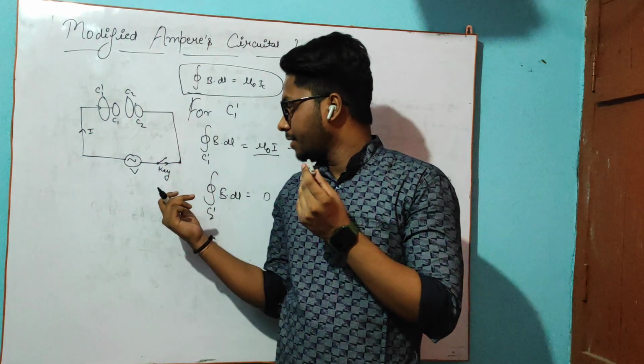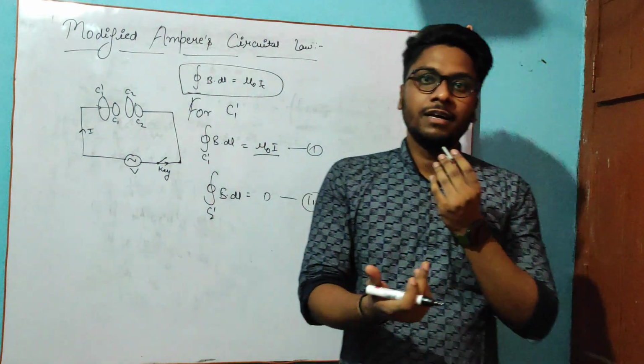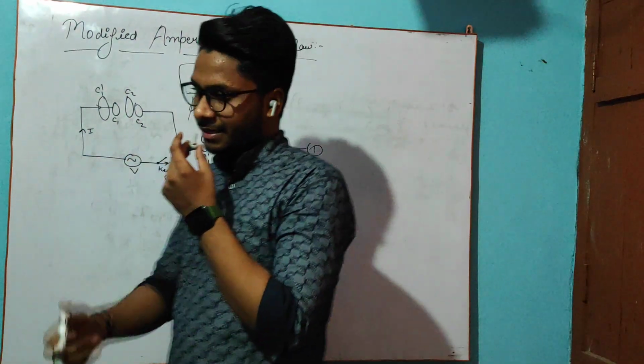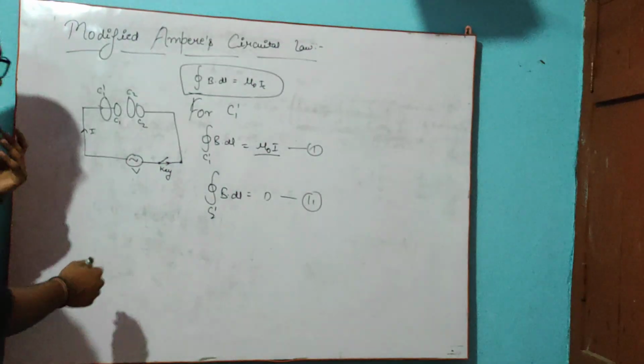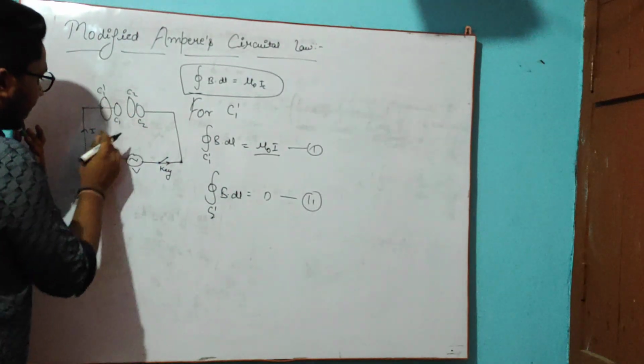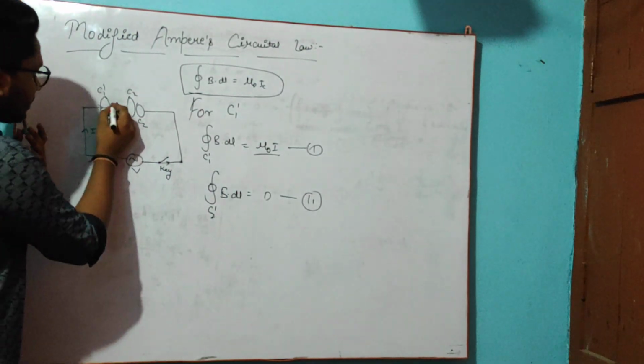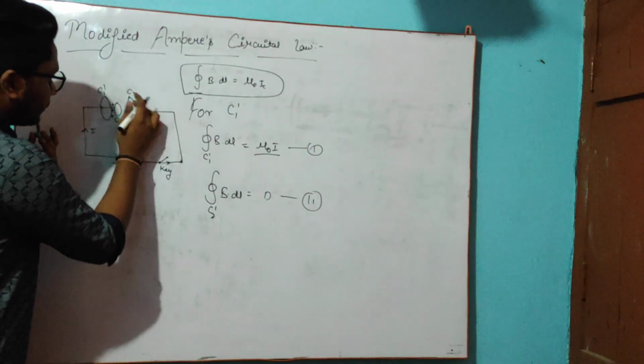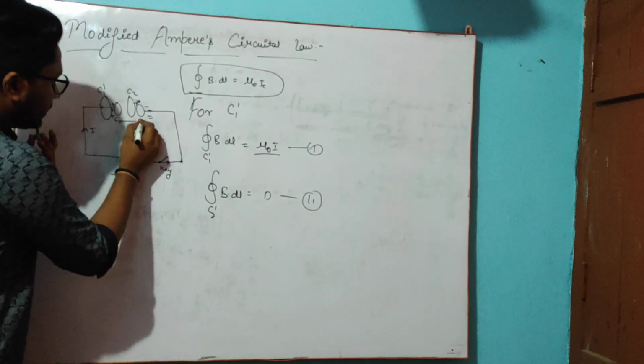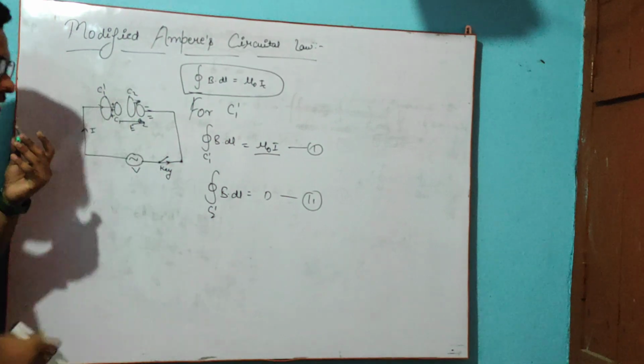So from here Maxwell thought that there is something in between this capacitor which produces some type of current also, and from here the concept of displacement current arises. How? Let's see. This is the parallel plate capacitor. As the current starts to flow, it starts to charge, due to which an electric field is set up in between this capacitor.